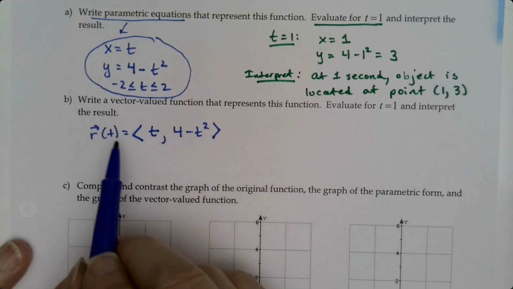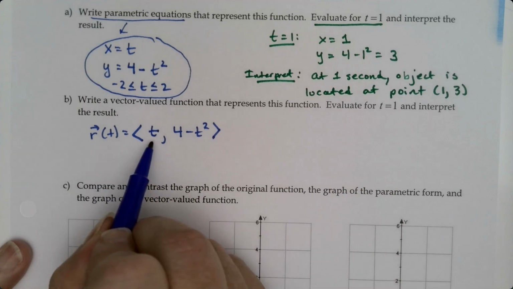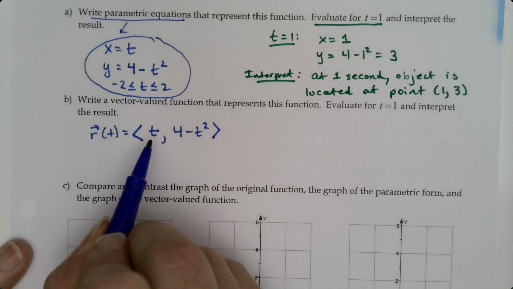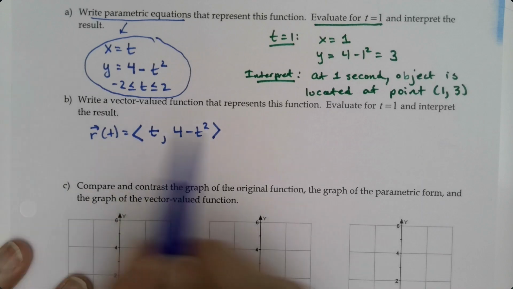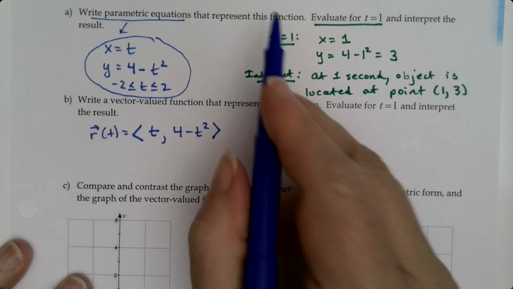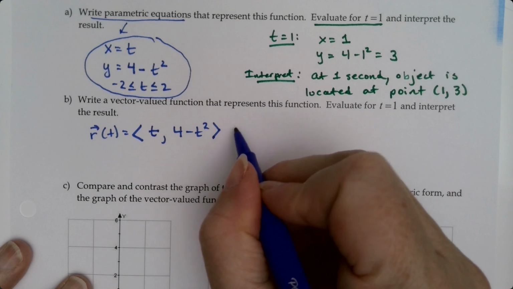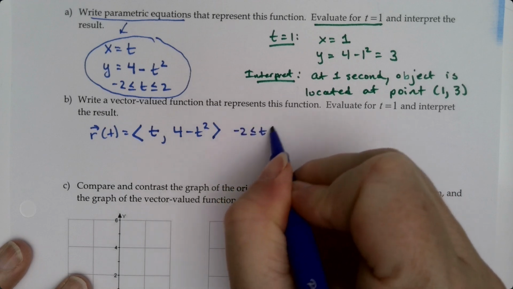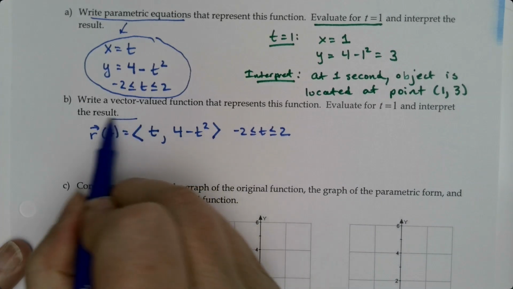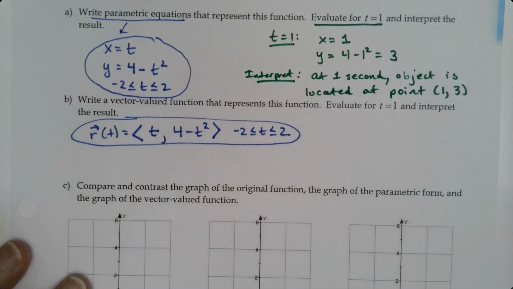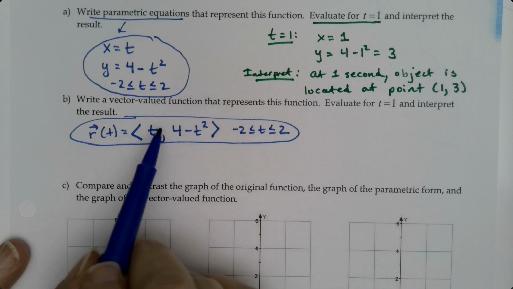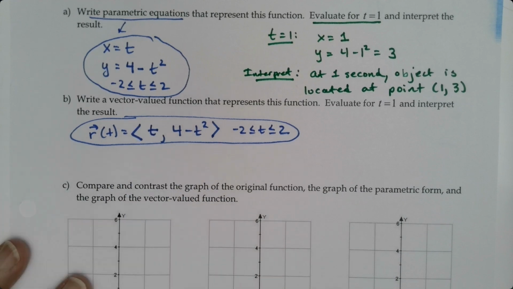And again, you would also note there's lots and lots of ways to do this. So many ways. And then we would want to restrict our t. So negative 2 is less than or equal to t, which is less than or equal to 2. So it's written in vector valued function notation.